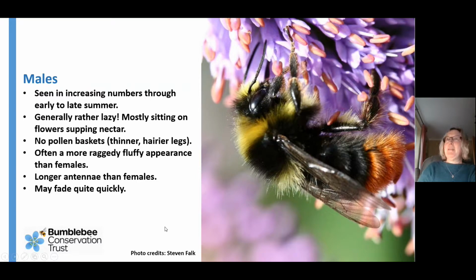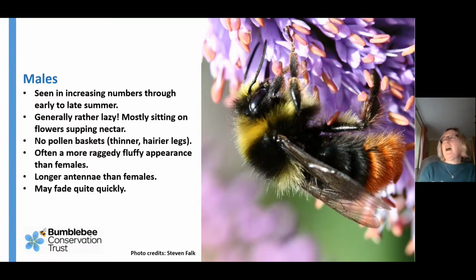And then the males. Males are seen in really increasing numbers from early summer onwards. The early bumblebee males are the first to see, which I'll show you later, and they come out towards the end of May. Males have quite different behaviour from the workers. They appear lazier because their primary function is to find a queen and to keep themselves going by drinking a lot of nectar. So you'll often see them sitting on flowers.